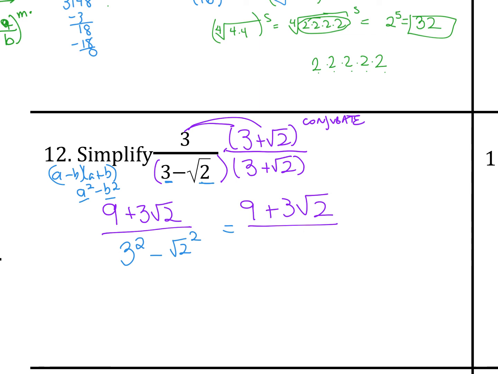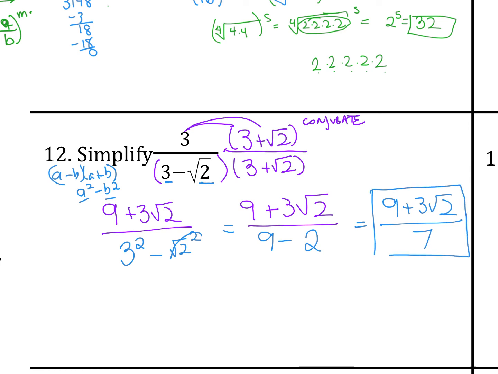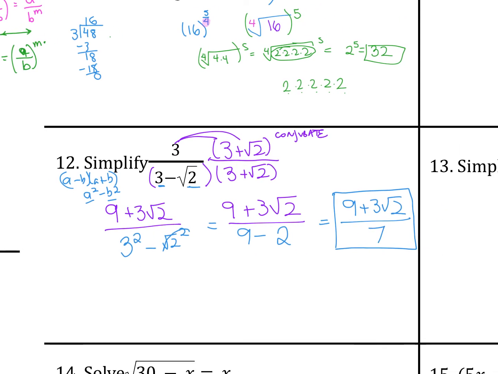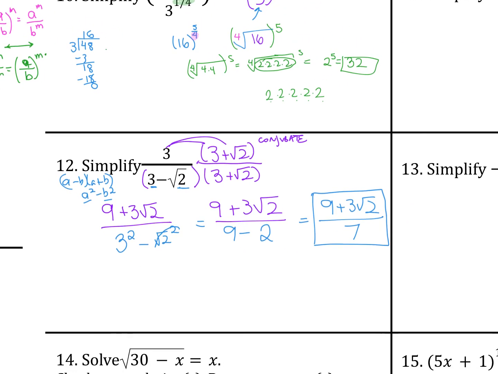3 squared is 9, and then the square root of 2 squared, that cancels out, so that's just 2. So it's 9 plus 3 root 2 over 9 minus 2, which is 7. And we can't simplify further than that. There's no radical in the denominator anymore, so that is perfect. Again, this is a perfect example of the work that I would like to see on your paper.